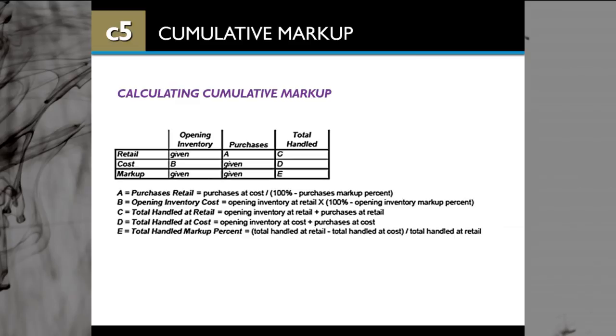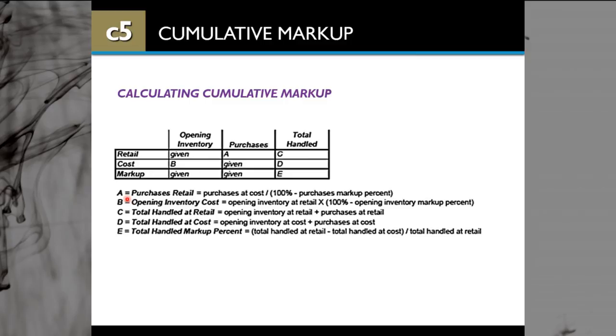Then let's look at this table. Calculate cumulative markup based on this. Some of the figures are given. Your first column is about your opening inventory, and the second column is about your purchases. If you know these two, you can calculate your total handled merchandise. In this case, your retail opening inventory is given, and you also know the markup percentage for the opening inventory, you know the purchases at cost, and you know the markup percentage on purchases.